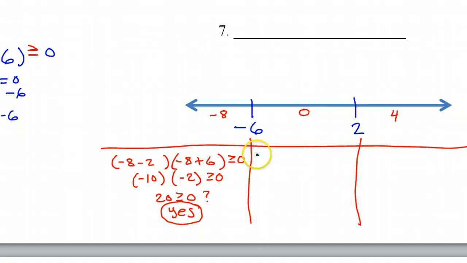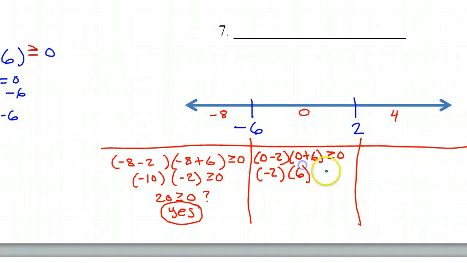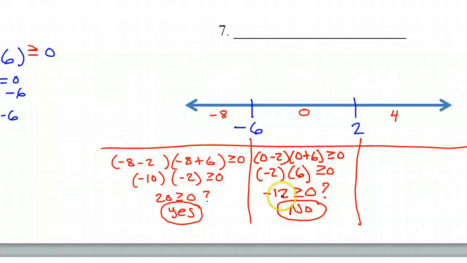If I put in 0 instead, then I get this, 0 minus 2. I'm just putting 0 where the negative 8 was. And I'm going to get 0 plus 6. And I'm trying to see, is that greater than or equal to 0? Well, that's going to give me negative 2 and 6. Is that greater than or equal to 0? Well, that's going to give me negative 12, right? Is that greater than or equal to 0? Question mark. Answer, no. That's a negative value. Negative numbers are not greater than 0. They're less than 0. So that's a no.